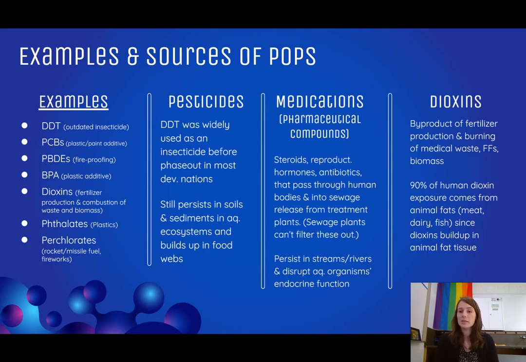But with dioxins, we're seeing that about 90% of human dioxin exposure comes from the animals that we eat, because it's built up in the animal fat tissue. So as we're eating meat, dairy, fish, all of these, we're exposed to these dioxins. And so 90% of it is coming from literally what we eat.